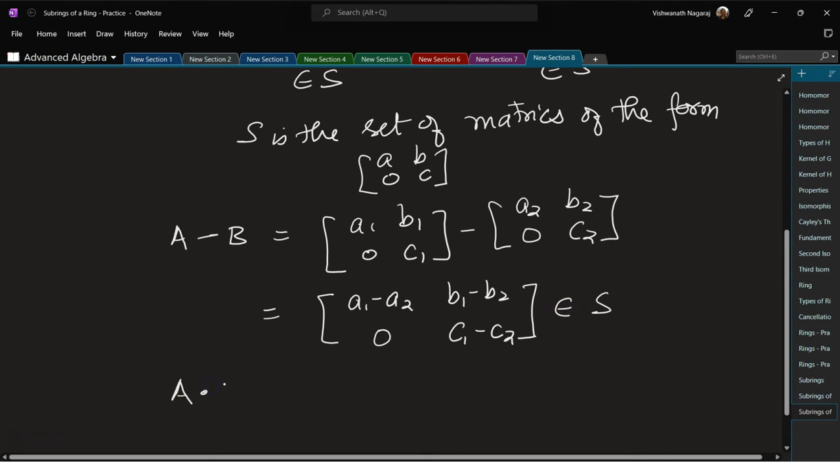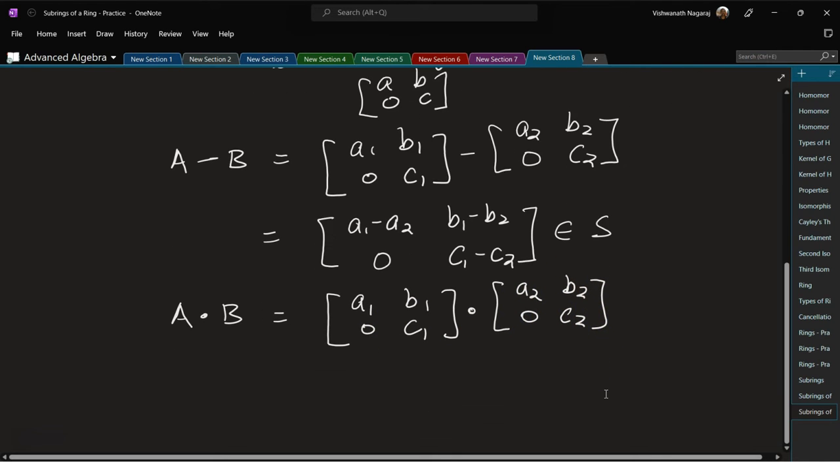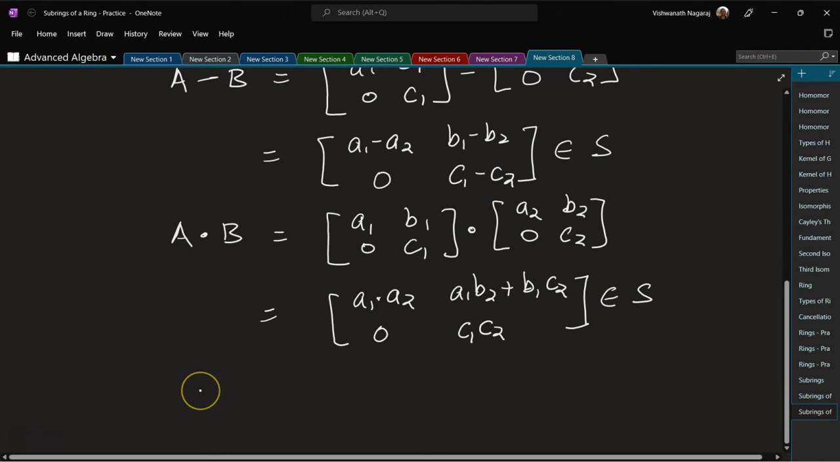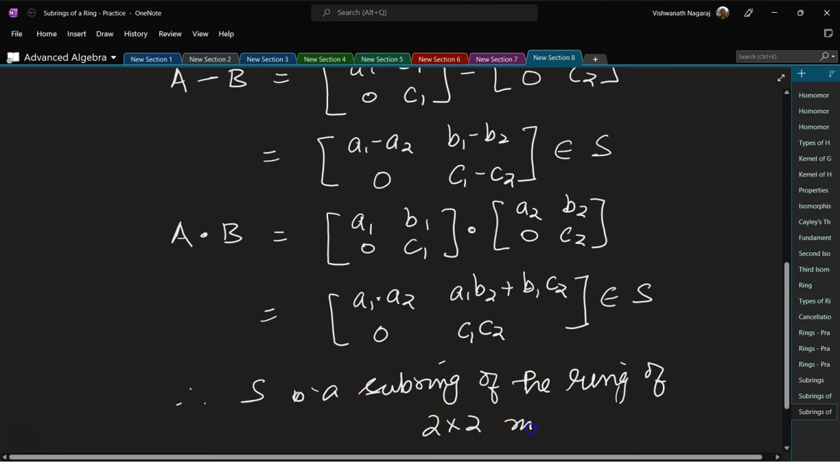Now similarly, the product A times B, [A1, B1; C1, 0] times [A2, B2; C2, 0], and let's multiply this. We get A1 times A2 plus 0, so A1 A2. Now the second would be A1 times B2 plus B1 times C2. In the second row, we will have 0 plus 0, that is 0, and 0 plus C1 C2. So again, it is of the form that is required, so it belongs to S. So since these two conditions are satisfied, therefore S is a subring of the ring of 2 by 2 matrices. Okay, so that is the first one.